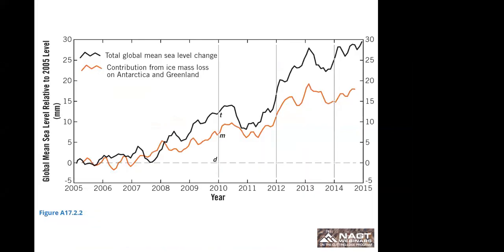As before, students work with a time series graph showing total global mean sea level change in black, and the part of that total sea level change that's due to melting of the Greenland and Antarctic ice sheets in orange. Adding the contributions from temperature and salinity changes in the world's ocean to the contributions from melting in Greenland and Antarctica accounts for most of the total global mean sea level change.